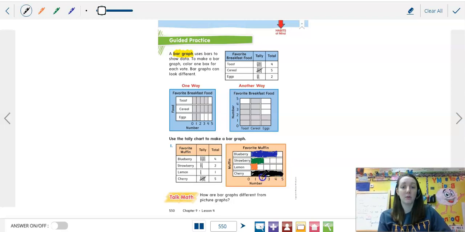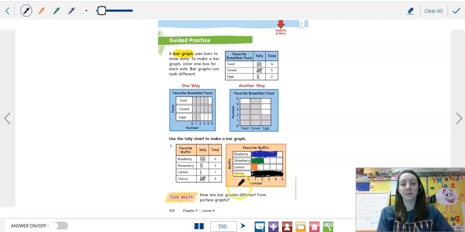All right, and then I could quickly use this graph to answer questions, like if they ask which muffin has the most votes, which one's the most favorite. I could say cherry really quickly and easily. I could say that bar is longest. I could say lemon has the least amount of votes. I can combine them together. They could say, how many people chose blueberry and strawberry? Well, blueberry is 4, strawberry is 2, 4 plus 2 is 6. 6 people, right? So you can use all that information just like we've done with the different graphs.